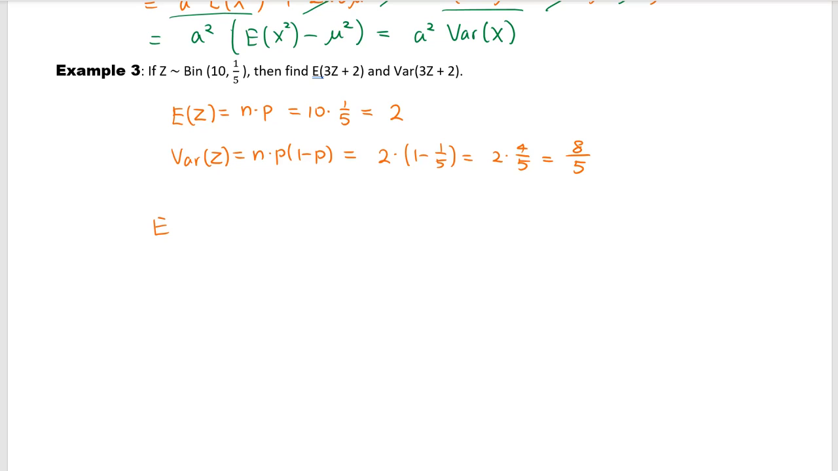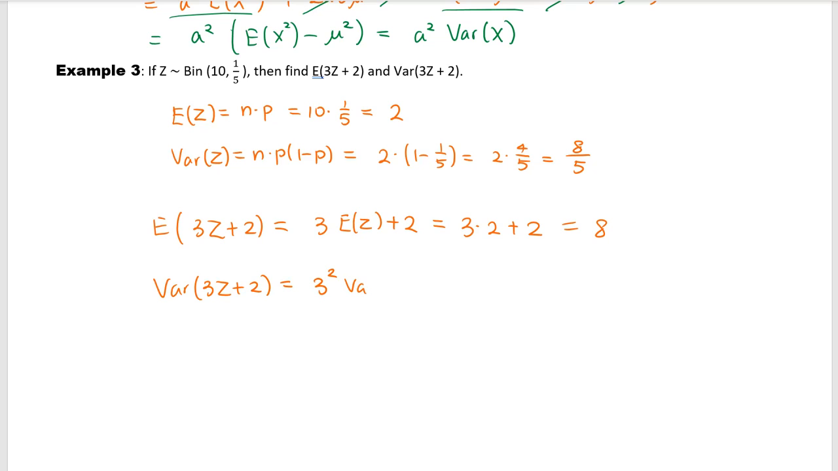Right? Okay, now what is the mean of 3z plus 2? By our formula it is 3 times E of z plus 2. E of z is 2, so 3 times 2 is 6. 6 plus 2 is 8. The variance of 3z plus 2 is 3 squared times variance of z. 3 squared is 9. Variance of z is 8/5. So we get 72/5. So far, so good? So we just use the formula that we just proved, and then simply apply the formula here, and then we can get the answer.